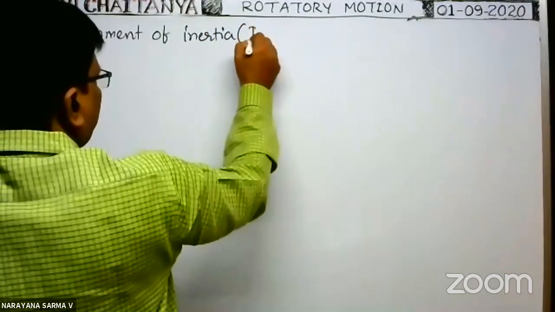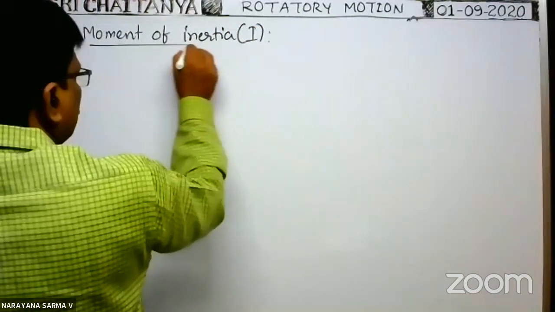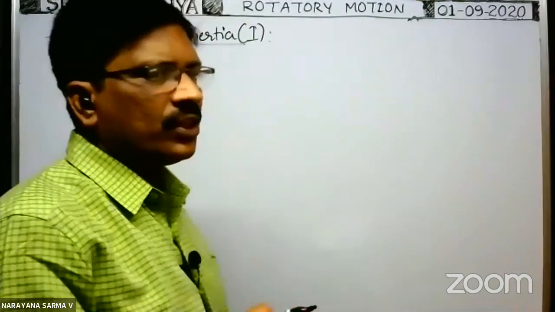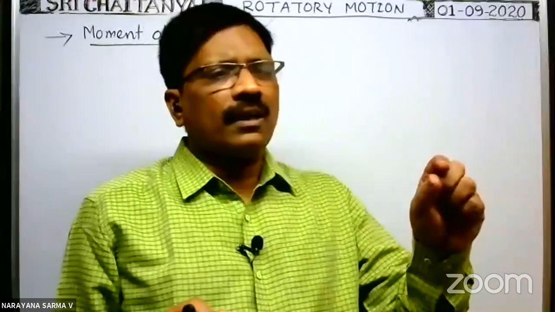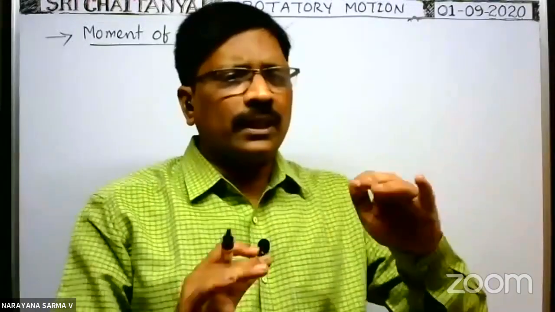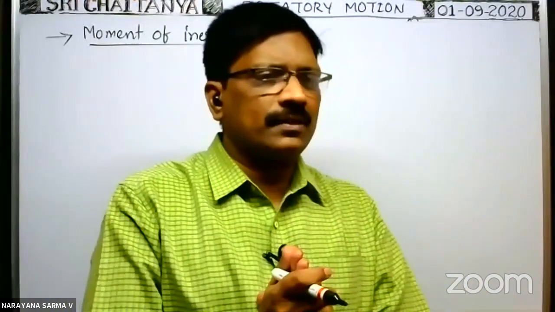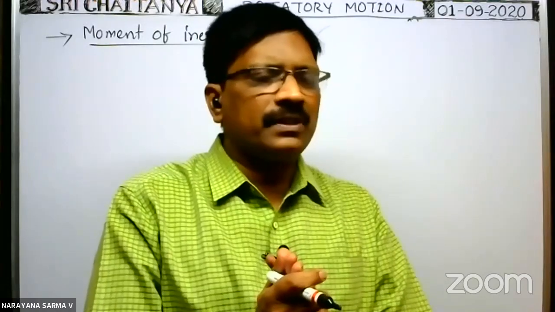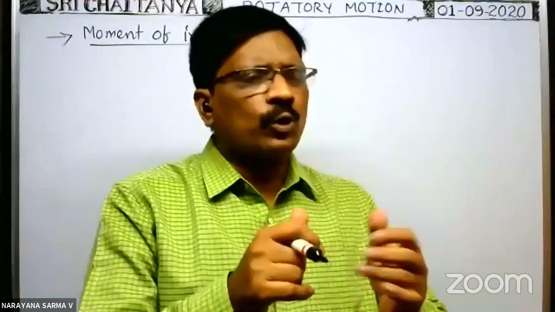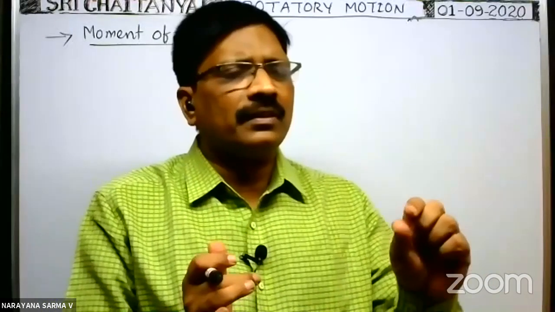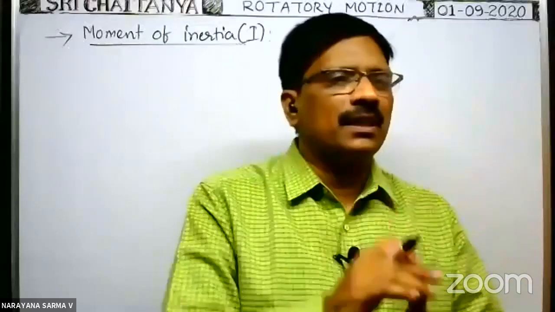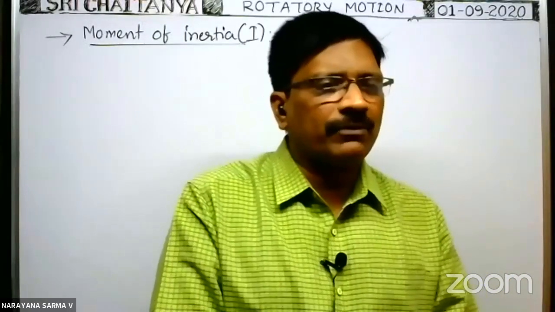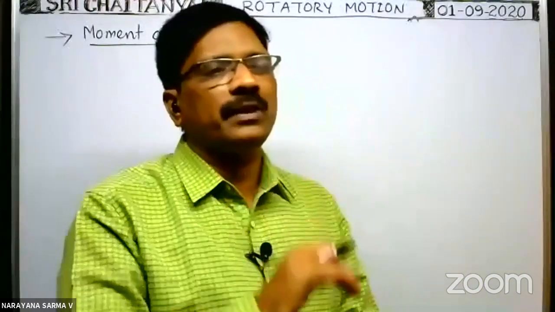It is generally represented with capital I. So moment of inertia means the inability. Actually, there are two types of definitions: mathematical definition and physical definition. That means microscopic definition and macroscopic definition. Microscopic definition gives the understanding of the moment of inertia. Macroscopic definition gives the measurement of the moment of inertia.